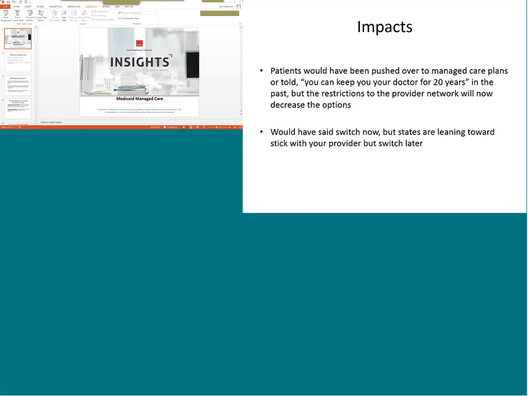So what would this do to the patient? Patients have been pushed over to managed care plans and told that you can keep your doctor for 20 years in the past. But now there are such restrictions that the provider network is narrowed and it somewhat decreases the options. So in the past, we would have said switch now, but states are leaning towards sticking to the provider and hoping that legislation will continue to allow them to stick with their doctor instead of switching later.